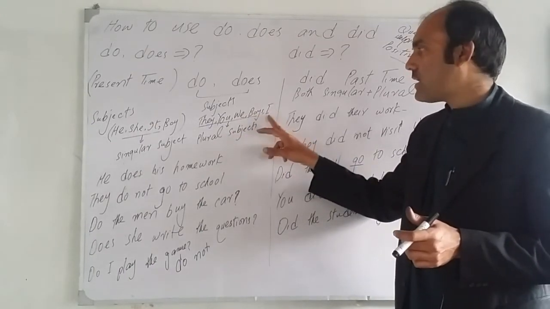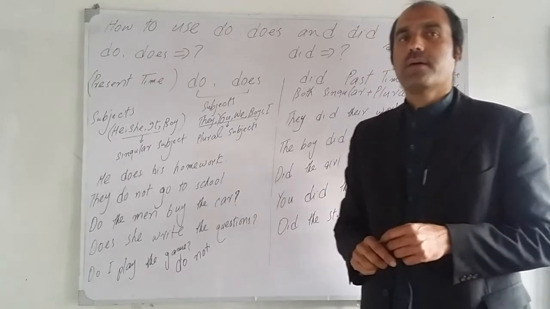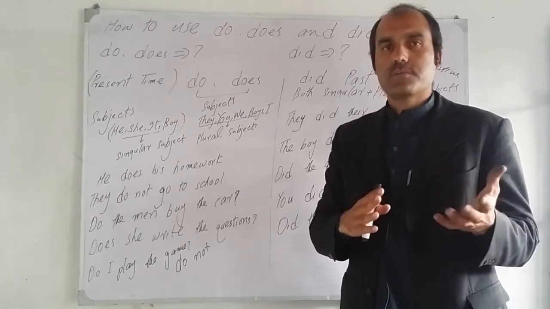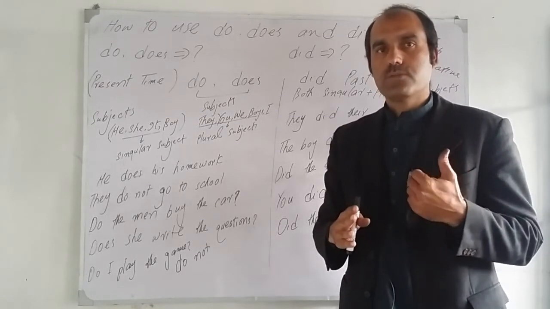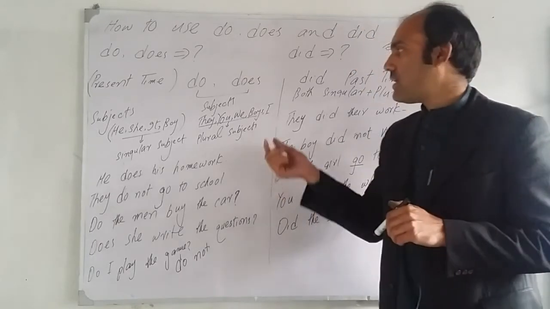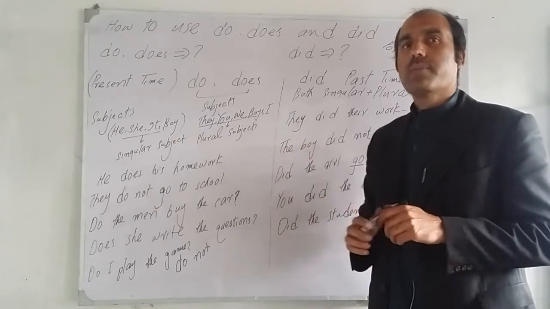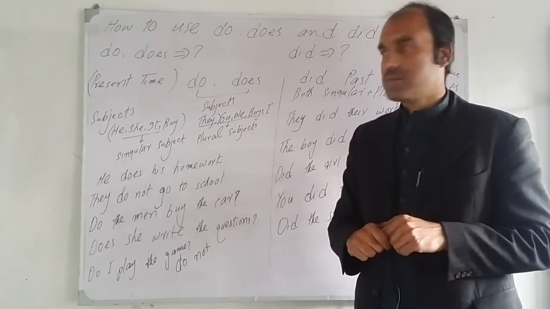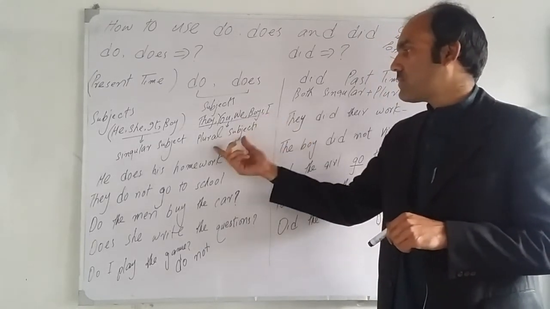I have also written I here. I itself is a singular subject. I you can use for your own self when you are speaking. I can use for me too when I am speaking. This is called a single subject, but this is treated as a plural. For I we cannot write does. For I we can write do. So that is why I have written this with plural subjects.